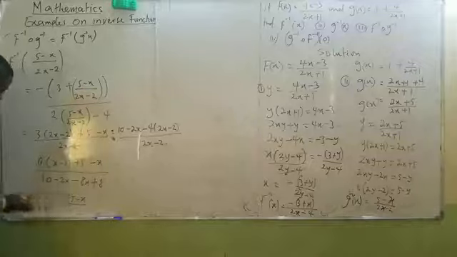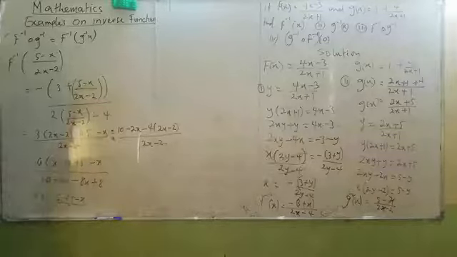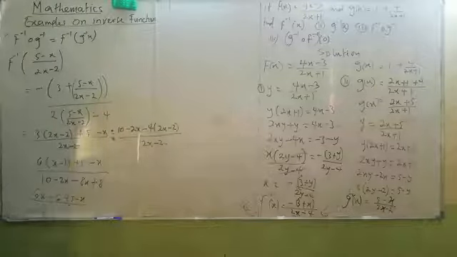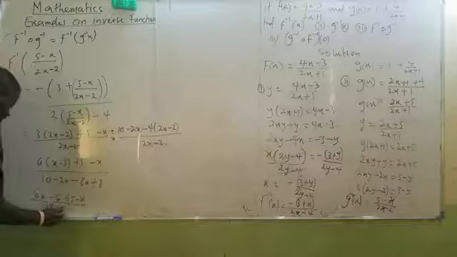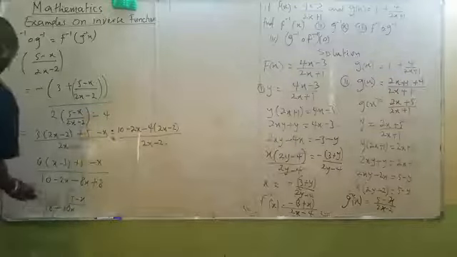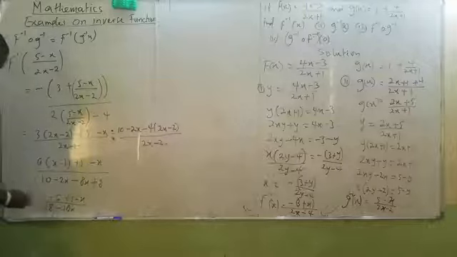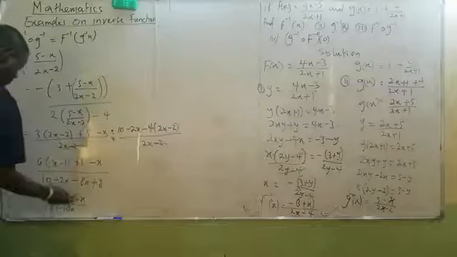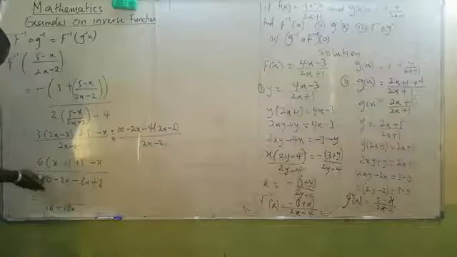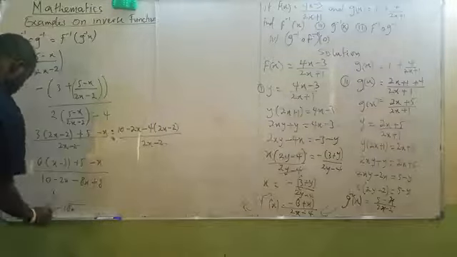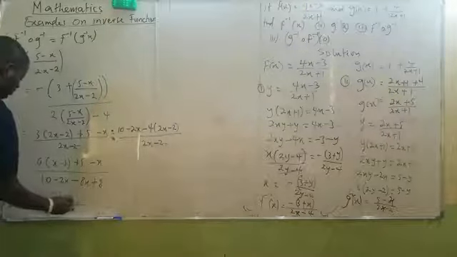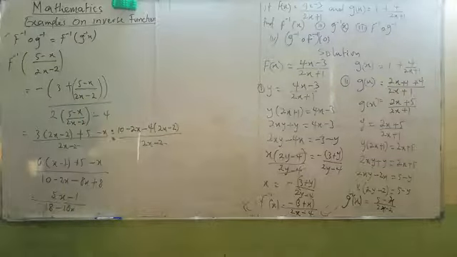I don't need to stress myself. This and this will give me minus 10, and this will give me 18. It means 18 minus 10x. And this and this will give me 5, and here will give me minus 1. It means I'm talking about 5x minus 1. That is my answer. That is what I will get there.